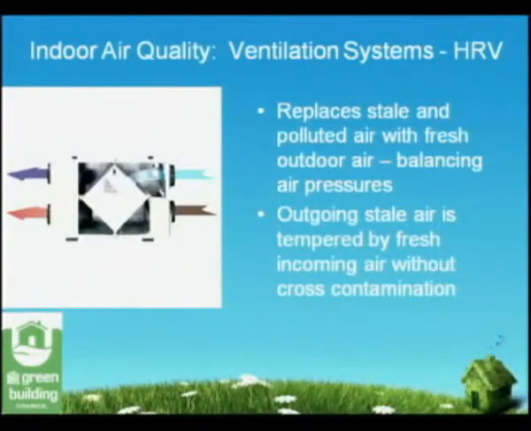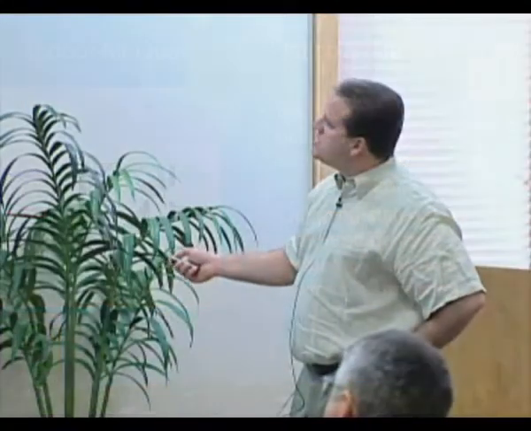Here's one of those HRVs where basically our air is being exhausted. And when we come through this chamber system, we're taking the heat from the air that's going out, grabbing it and bringing it back into the house. That's how that HRV works. We're replacing the stale and polluted air with fresh outdoor air, and the outgoing stale air tempers that fresh incoming air without that cross contamination.